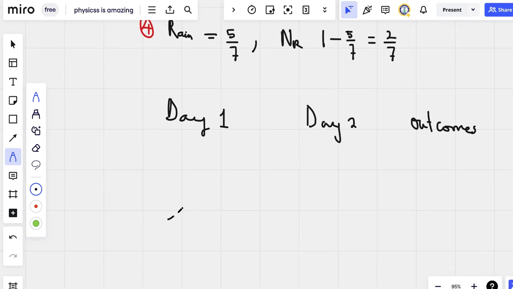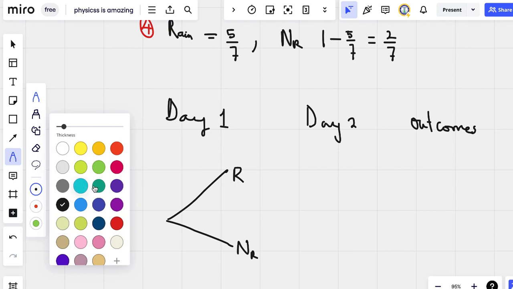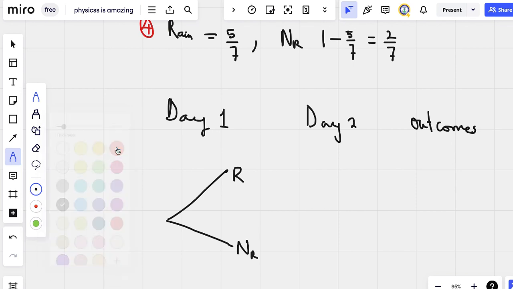So here it rains. Here no rain. On day 1, the probability that it rains is 5 over 7. If it doesn't rain, the probability that it does not rain is 2 over 7.